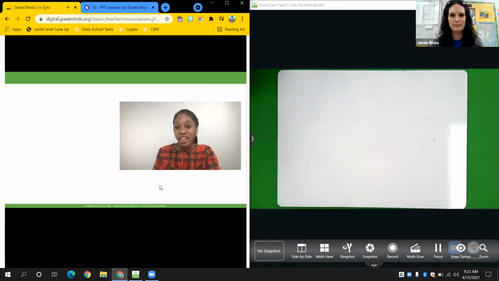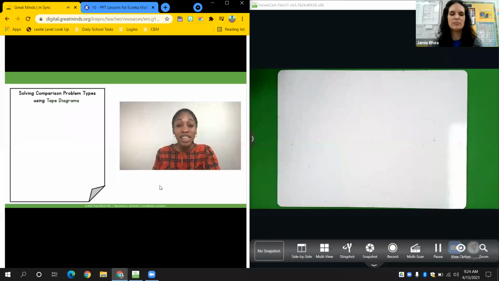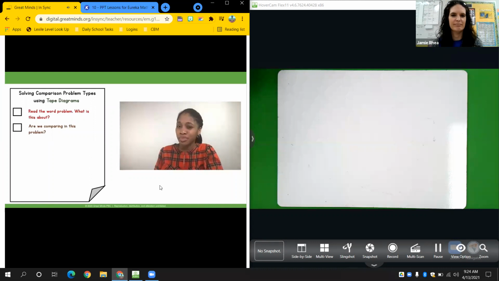I created an anchor chart for us to use as a reference. As mathematicians, we want to make sure that we check off each box in our anchor chart. The first thing that we want to do when solving a word problem using a tape diagram is read the entire word problem and ask ourselves, what is this about? Is it about pencils? Is it about erasers? Is it about spoons? Then we ask ourselves, are we comparing in this problem?